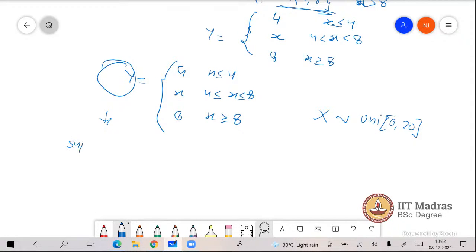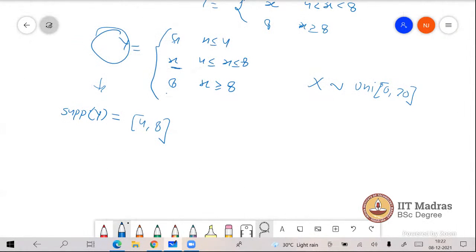First, give me the support of Y. Support of X is 0 to 20. What is the support of Y? 4 to 8. Look at the values: it takes values between 4 and 8. So it is 4 to 8.